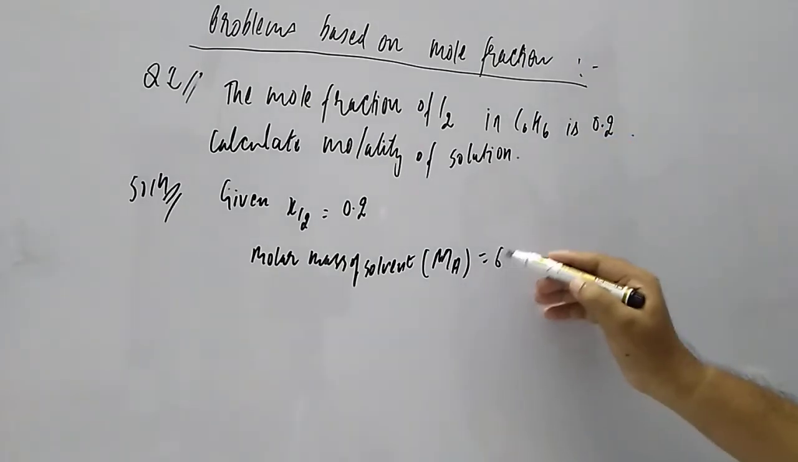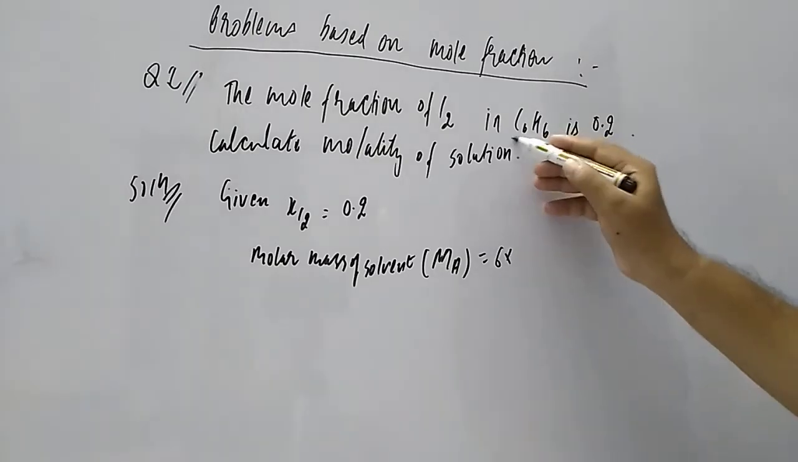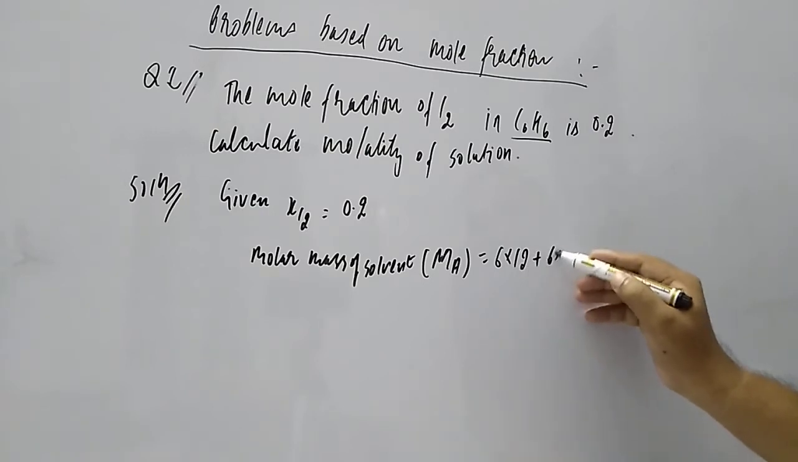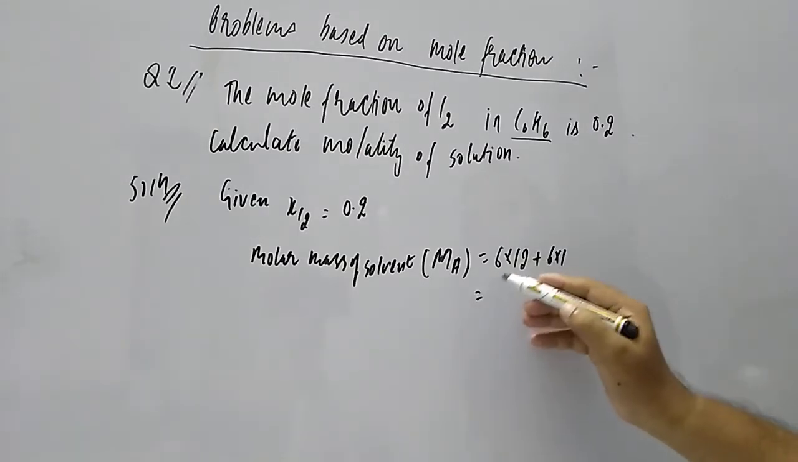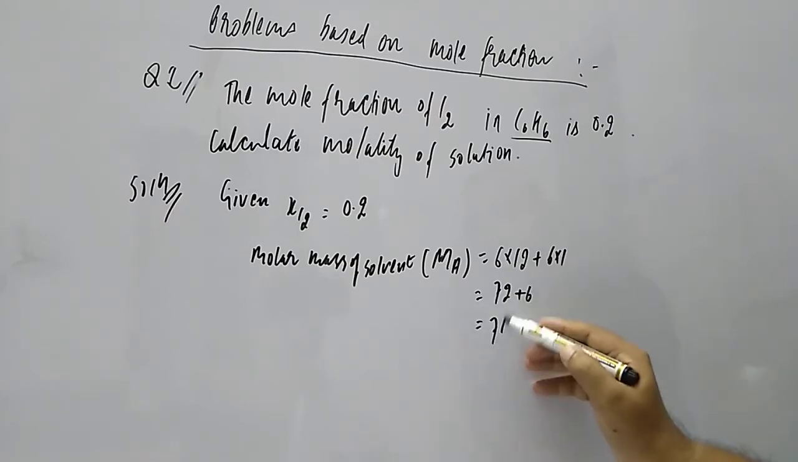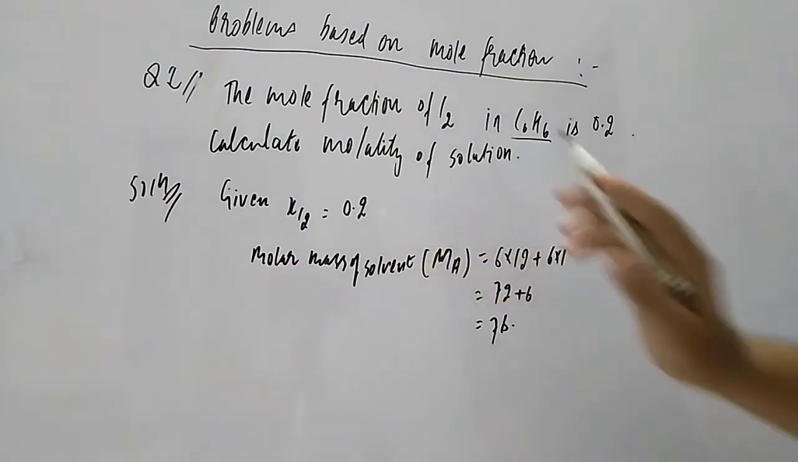The solvent is benzene, C6H6, so 6 into 12 plus 6 into hydrogen 1. That is 72 plus 6, it is coming 78. So that is the molar mass of the solvent. Now, calculate the molality of the solution.